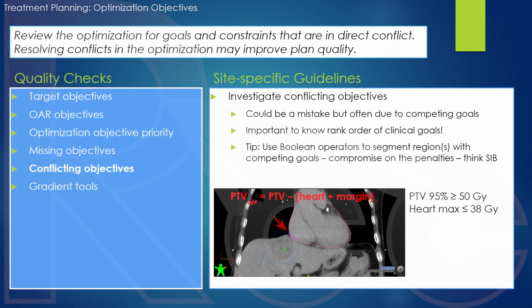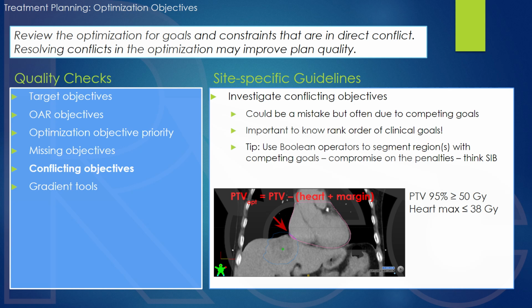And what about conflicting objectives? These are important too. Now, it could be a mistake, but more often it's the result of proximity of the target to an organ at risk. So for example, if they abut or if they overlap. And that's what I show in this example below, where the PTV prescription is 50 gray, but yet the heart max dose is only 38 gray. And then we have an overlap region where it's just simply not possible to achieve both.